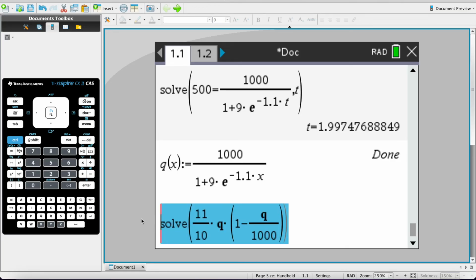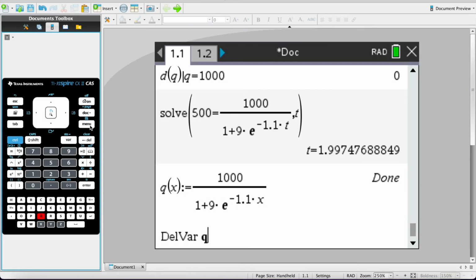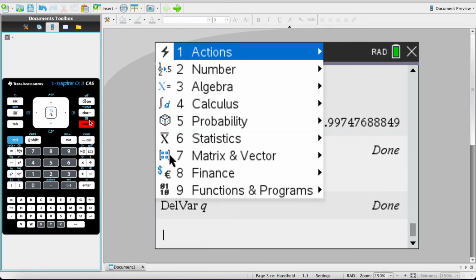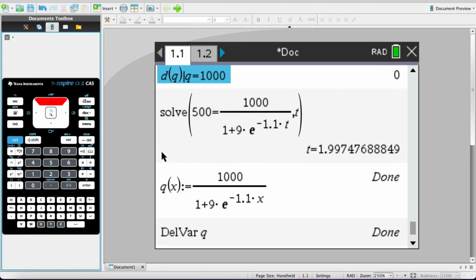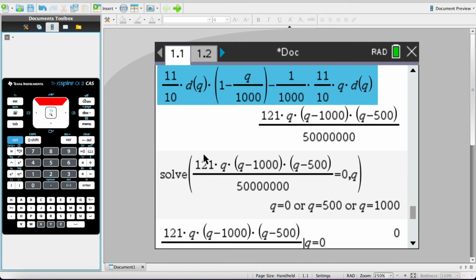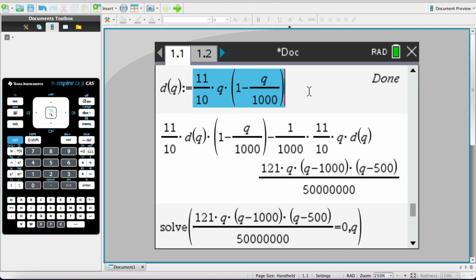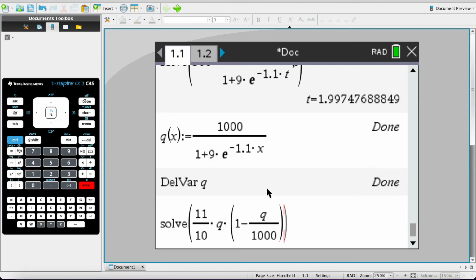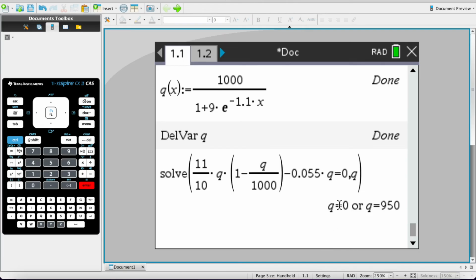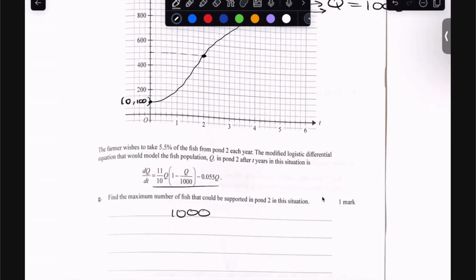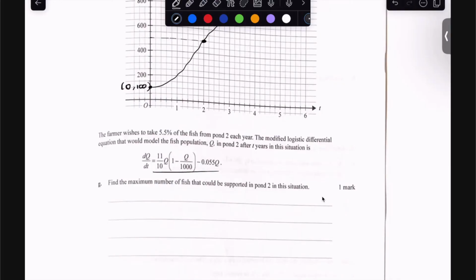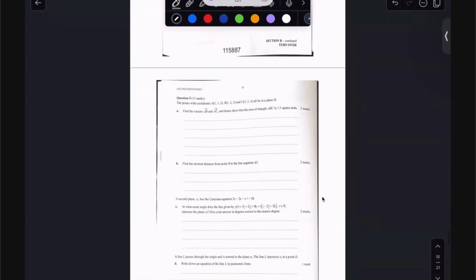Okay, I'll just delete variable. And solve. This minus 0.055q is equal to 0, comma q, 950. Okay, differential equations question done.